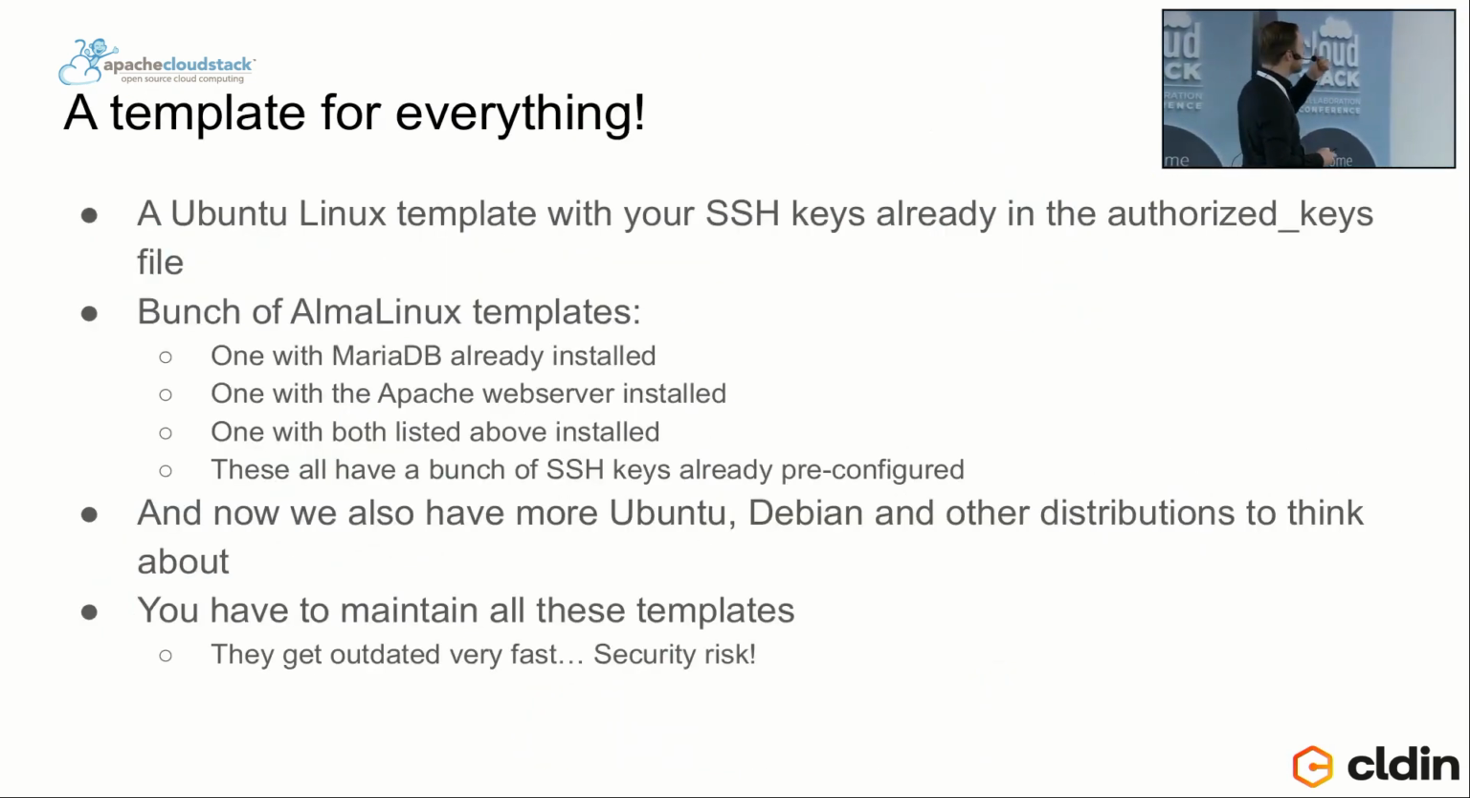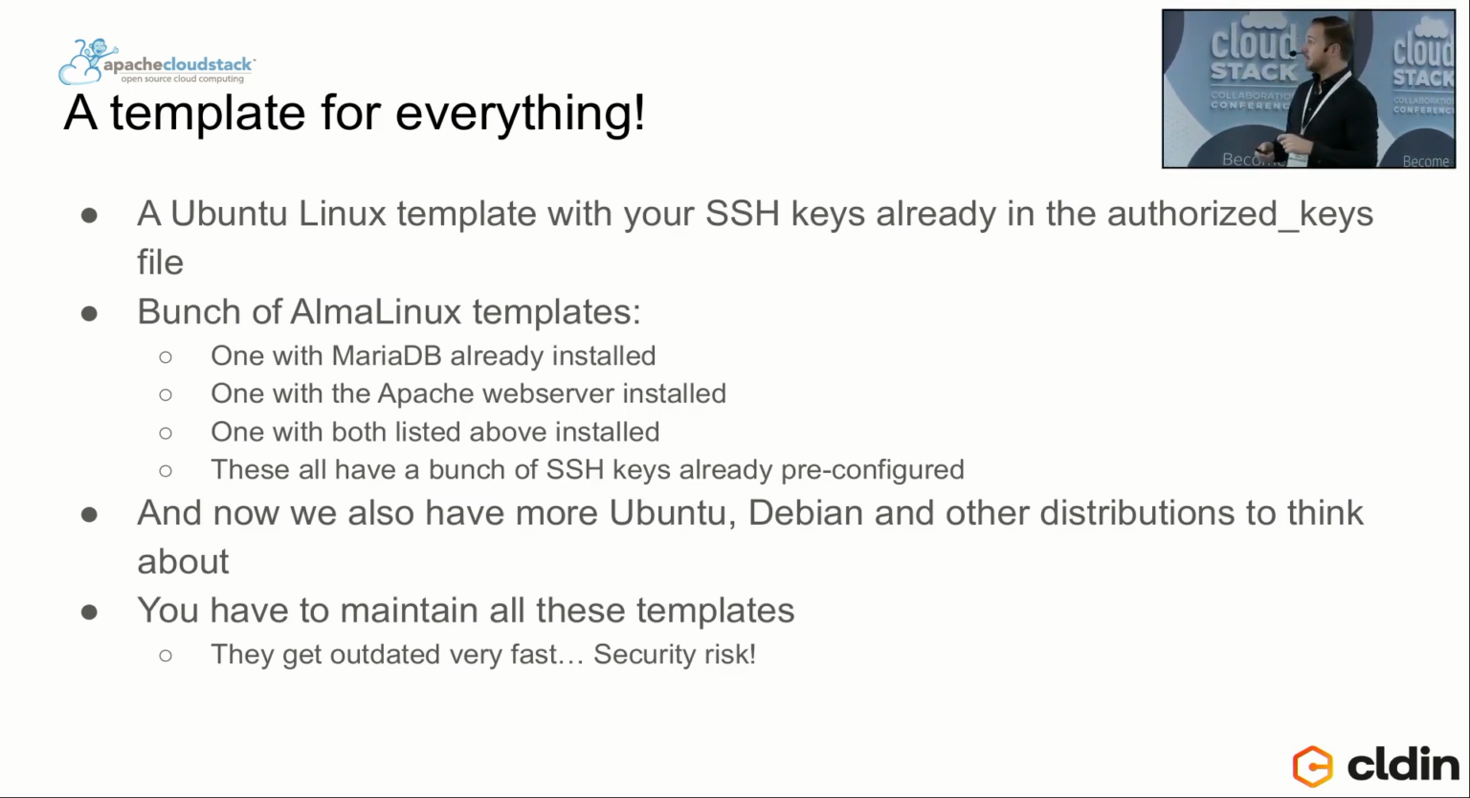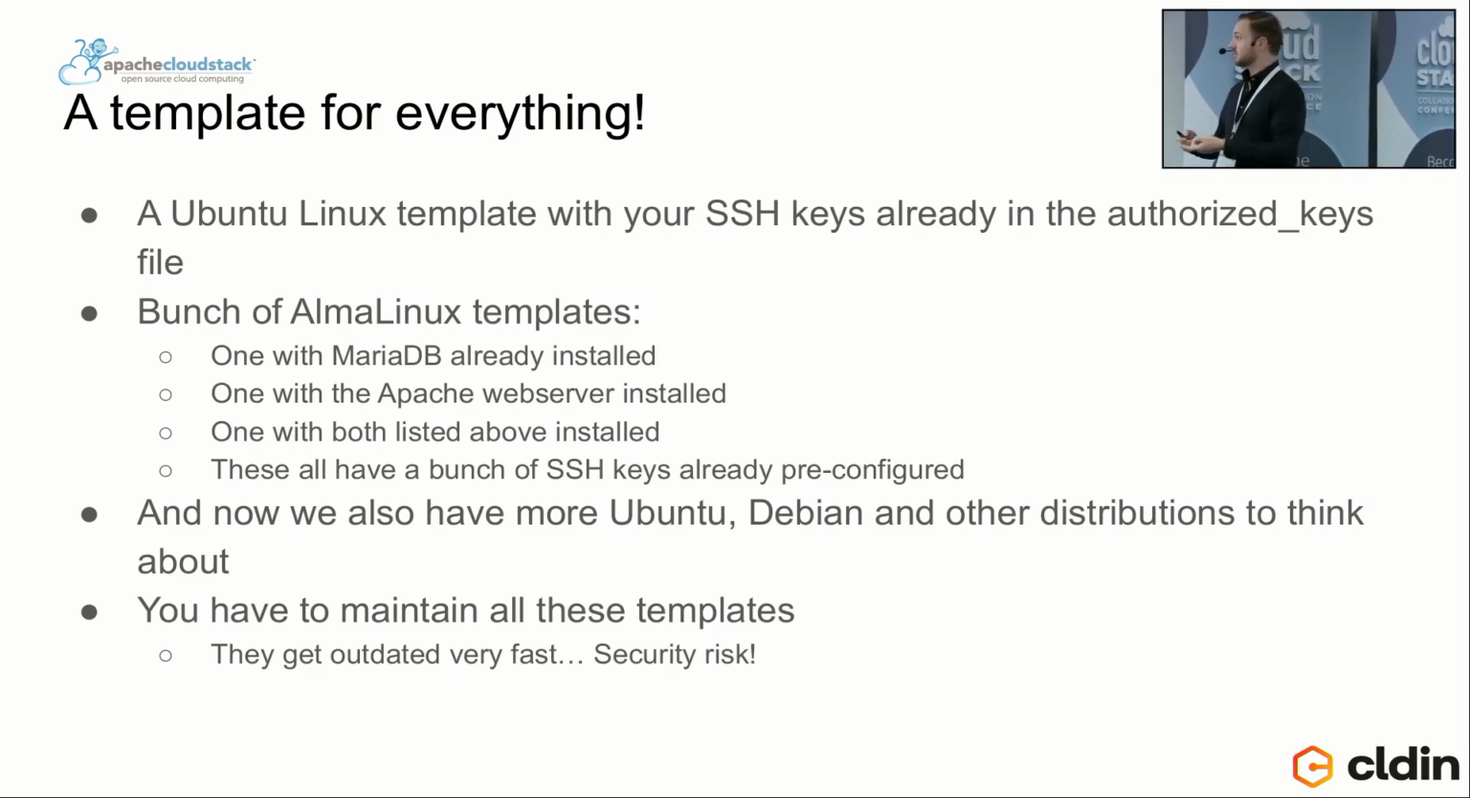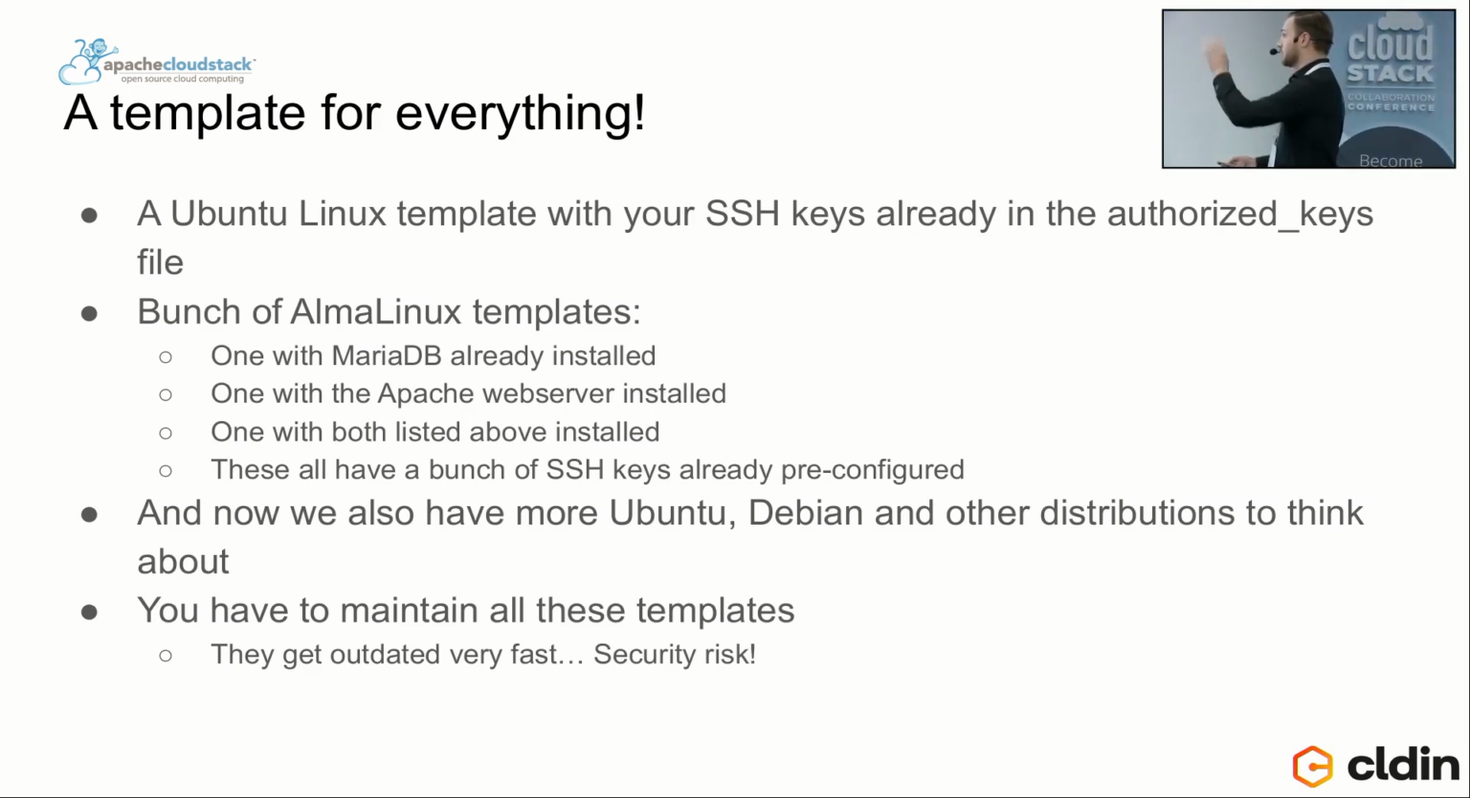So you're going to have an Ubuntu template with your personal SSH key in there already because you want that SSH key in there. But you're going to have a bunch of Alma Linux templates, one with MariaDB installed, well, with the web server, and these all have a bunch of SSH keys pre-configured because that's what you did. And probably, how did you get the template? Well, you installed the VM manually using an ISO and then clicked Create Template from disk, and then you have a template, and we keep using the template. But we now have one for Ubuntu, for Debian, for other distributions, for Windows, etc.